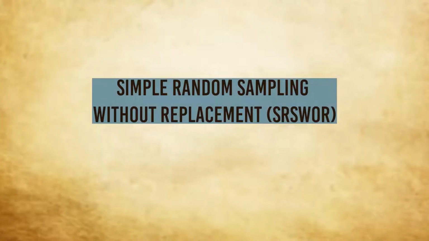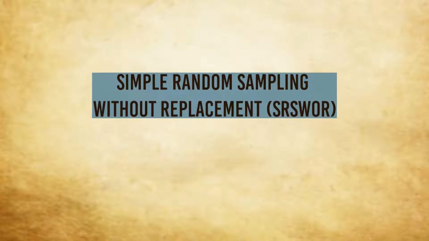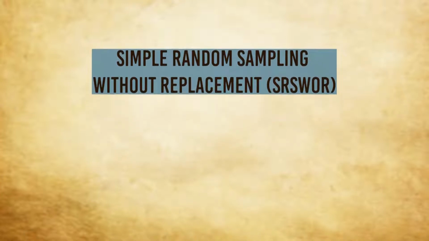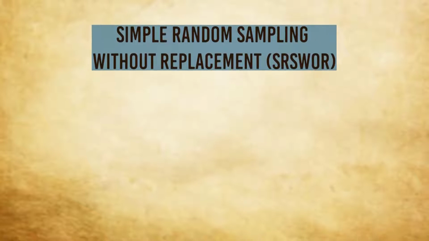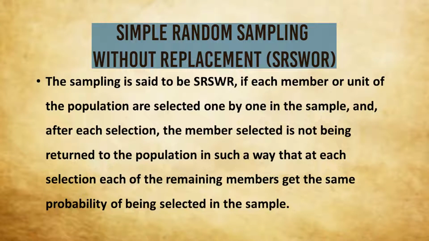The other one is simple random sampling without replacement, which is abbreviated as SRSWOR. Here also, from the population, we'll draw members one by one, and after each drawing, we will not return the individual into the population. We'll keep the individual aside. But we'll not return that individual in such a way that at any draw, each of the remaining members of the population will get the same probability of being selected. Let us try to understand this more critically.